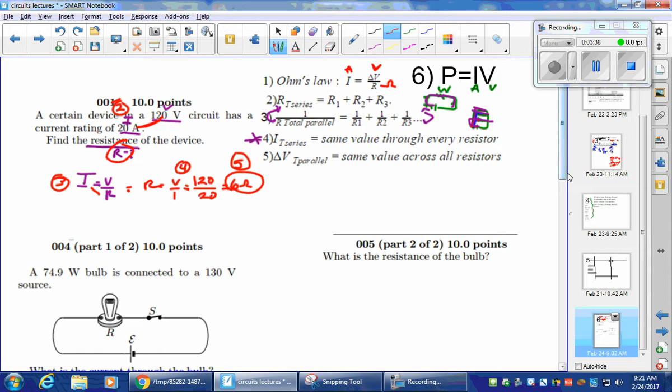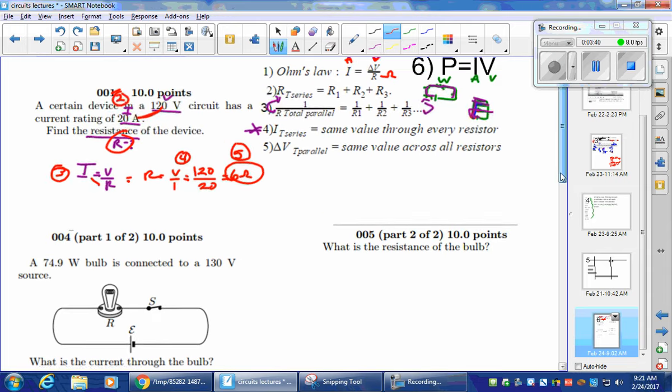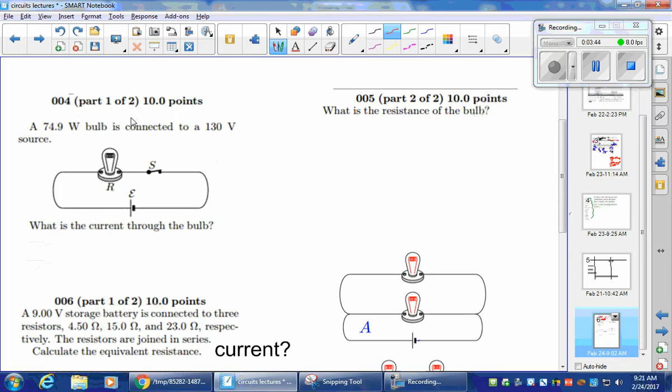Okay, so we're doing that for all problems, okay? And since you don't have this, you're going to just write these out. You just write these out on your paper. That's what I'm grading. All right, here we go.